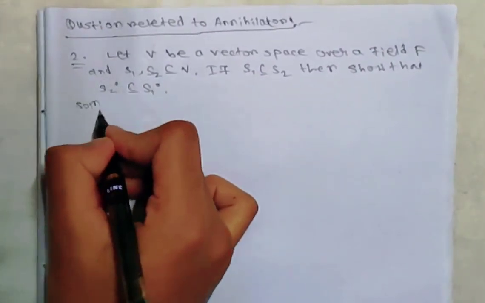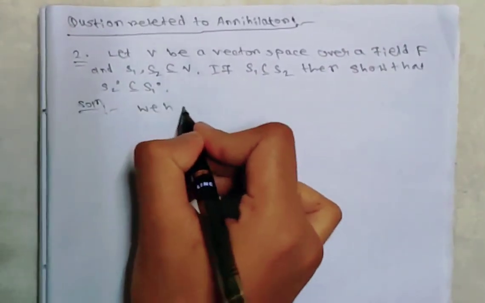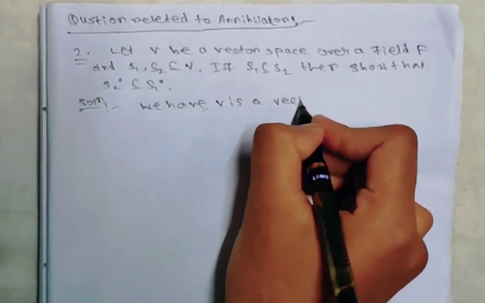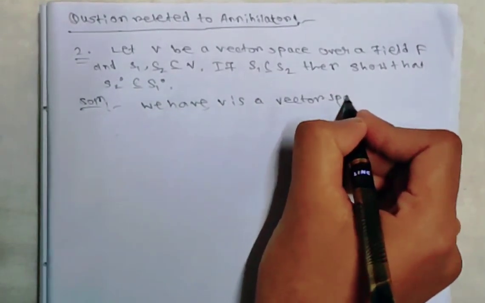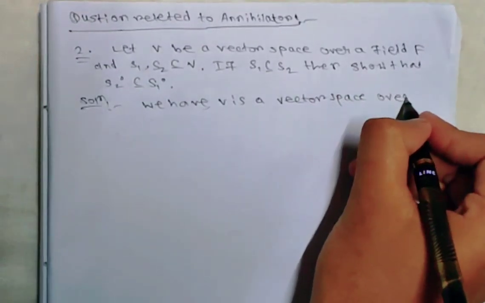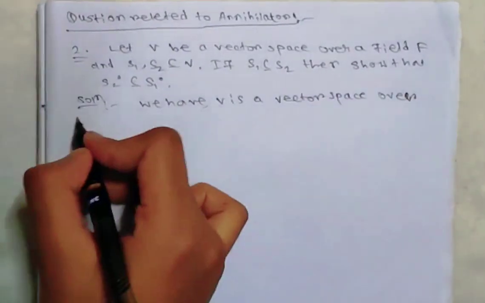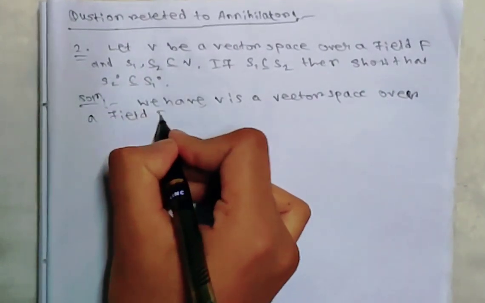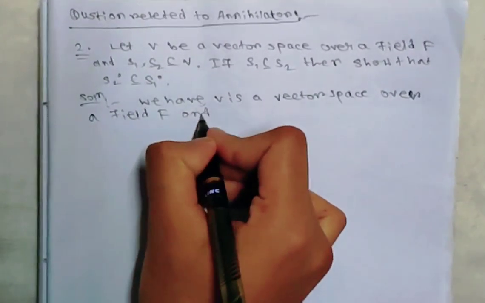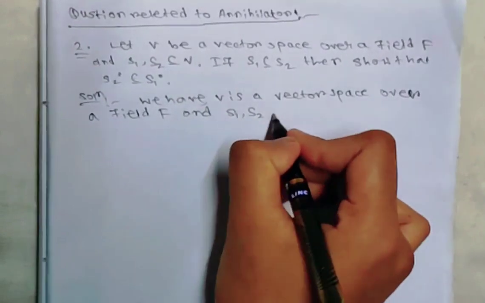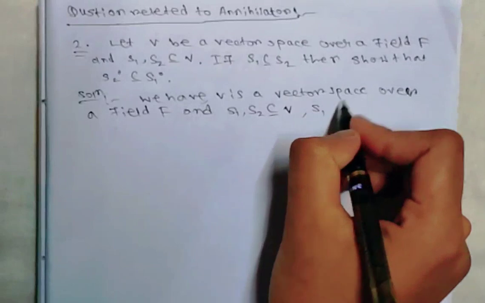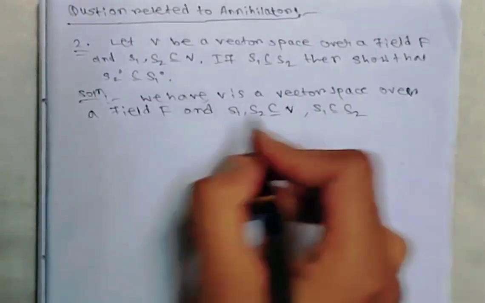Now solution. We have V is a vector space over a field F, and S1, S2 contained in V such that S1 is contained in S2.